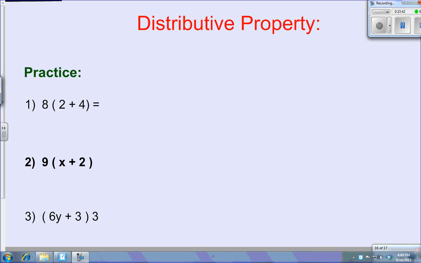Here's some practice with the distributive property. Remember to distribute, if it's directly outside the parentheses, distribute to both either variables or numbers within the parentheses. Pause your recording now.